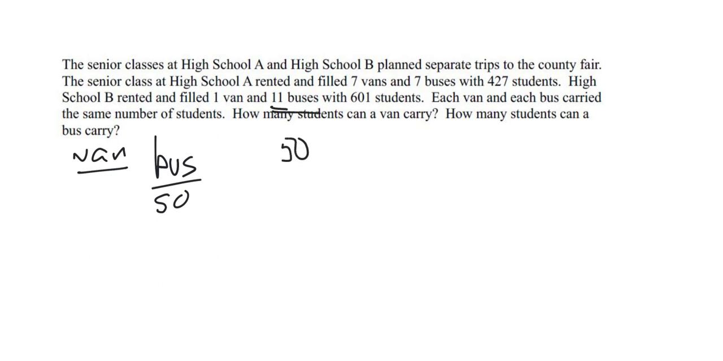All right, so let's see. So I have 11 buses. So I have, I'm going to pick red here, 50. So 50 times 11 is 550 riding on buses, and 601 take away 550 is 51. So 51 people in a van, which still seems pretty unlikely, but you know, we'll roll with it.